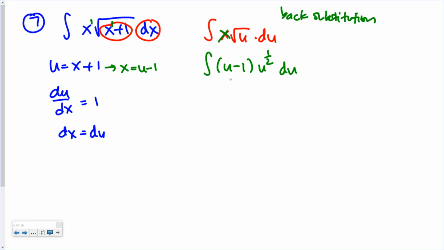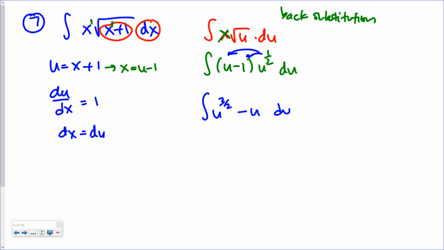And what happens here is students get stuck. They think that this is a LIPET problem, an integration by parts problem, because you've got 2 expressions sitting next to each other. But this is where students get stuck in back substitution. Do you remember what you do here? When you get stuck on back substitution, when it looks like there's nothing else you can do, what is it that you're supposed to do? Do you remember? You can actually distribute this u to the 1/2. And what you'll get is u to the 3/2 minus u to the 1/2 du.